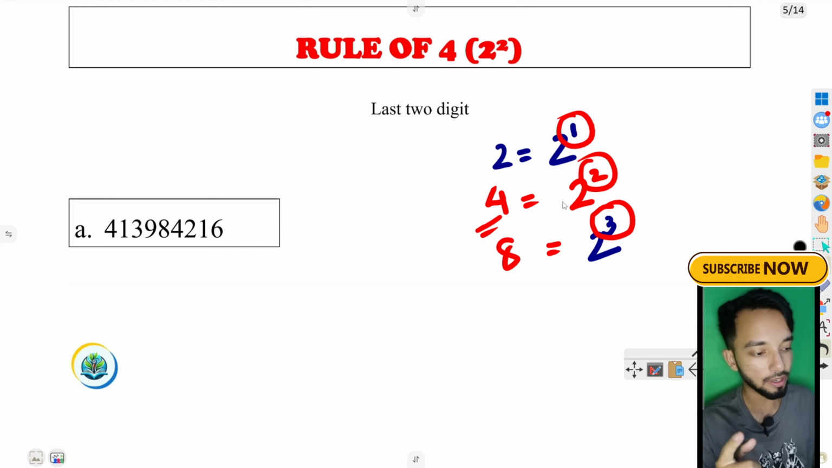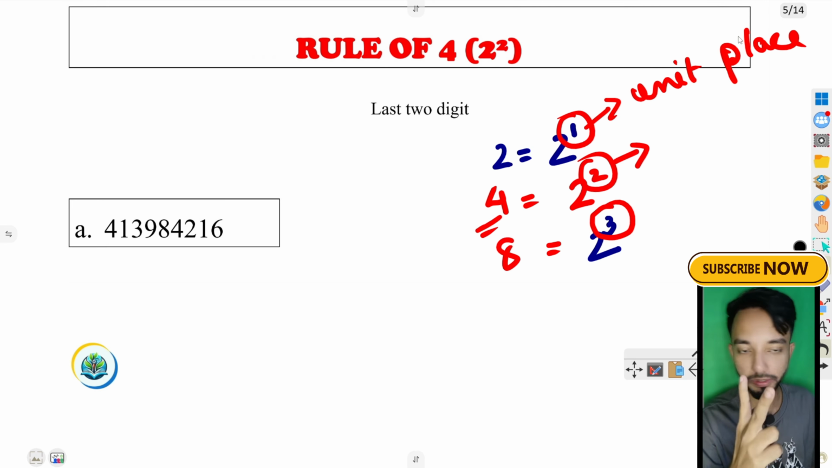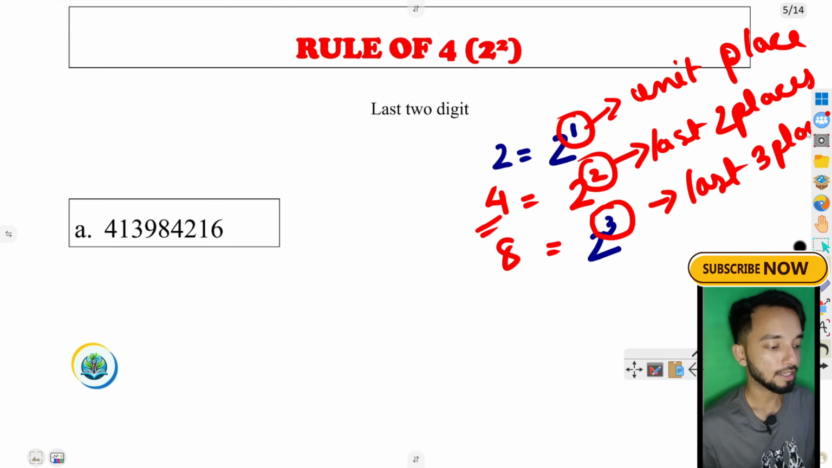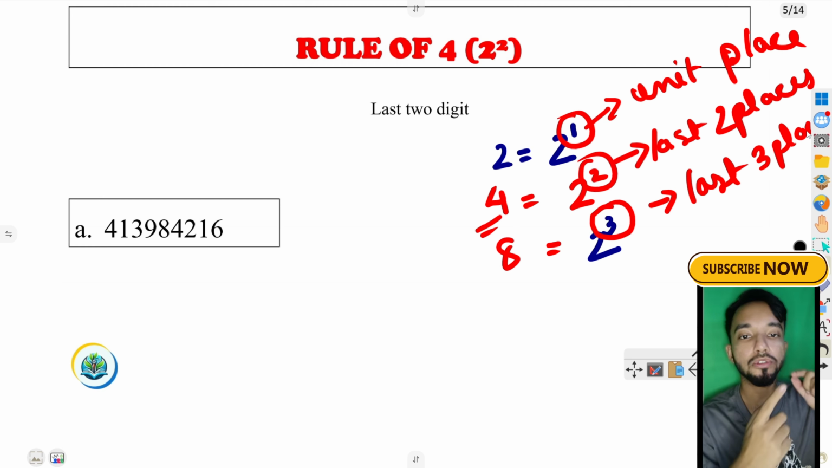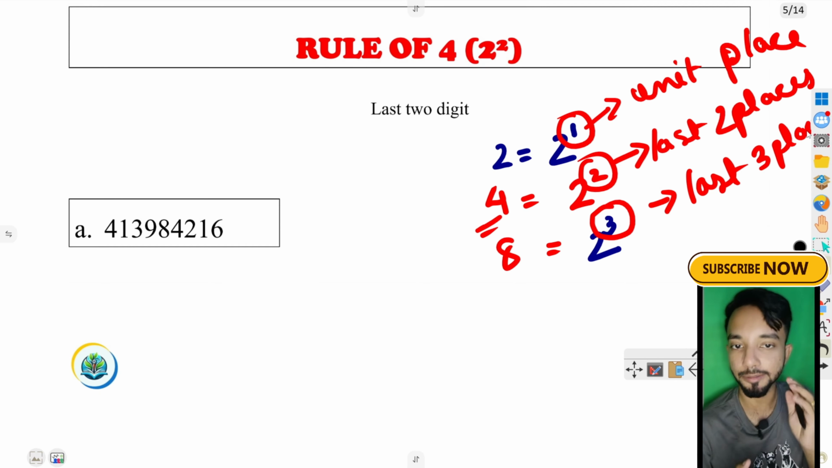For 2, the power is 1, that means the unit place. For 4, the power is 2, that means the last 2 places. For 8, the power is 3, that means the last 3 places. Is this clear? For 2, we only need to check the unit digit of the number. If the unit digit is an even number, that means the entire number is divisible by 2.